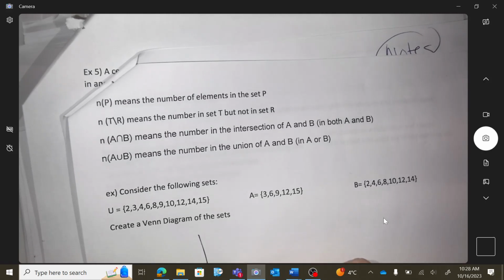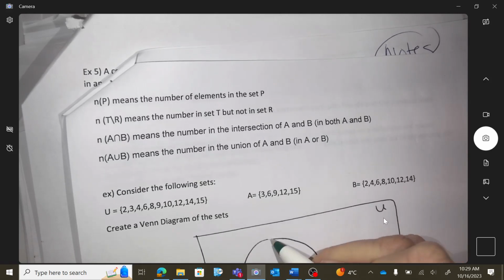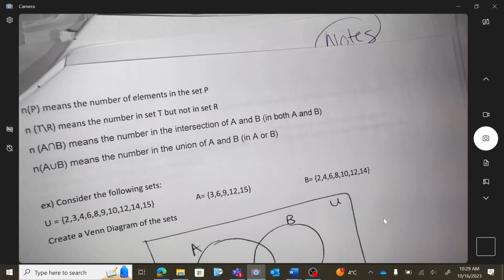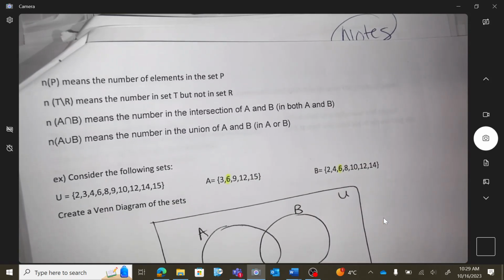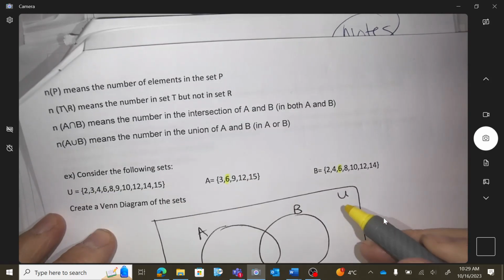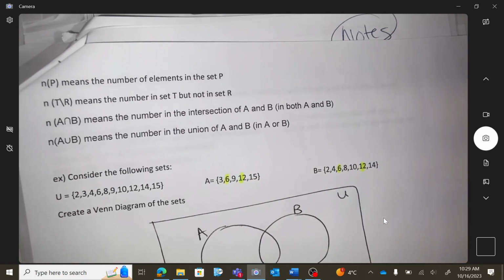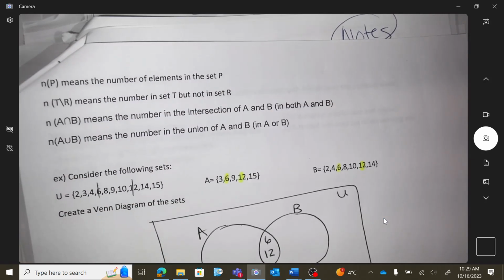Okay, so let's create a Venn diagram here. Give me a U in the corner, and it shows us U has all of those digits in it. So we have A and B. Okay, should we start with the overlap? Is there anything that's in A and in B? They both have a 6. They both have a 12. That's it? So we used a 6 and we used a 12. So I'm going to cross them off.